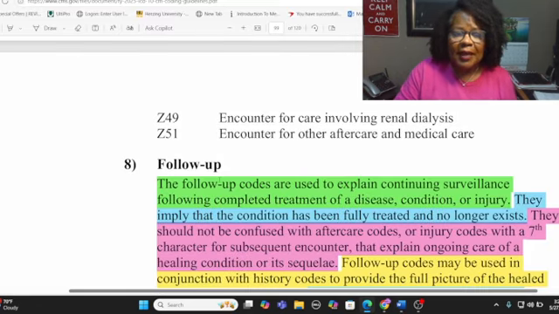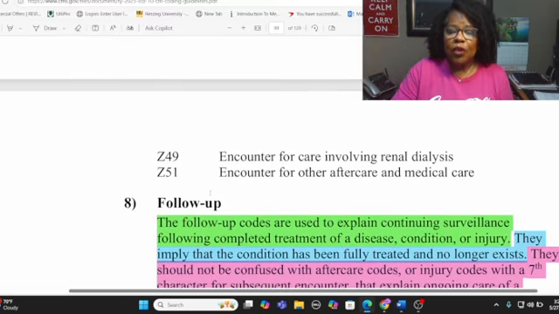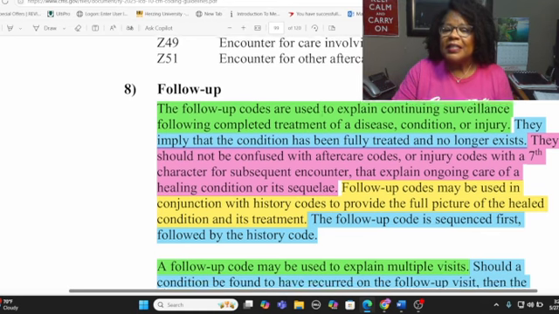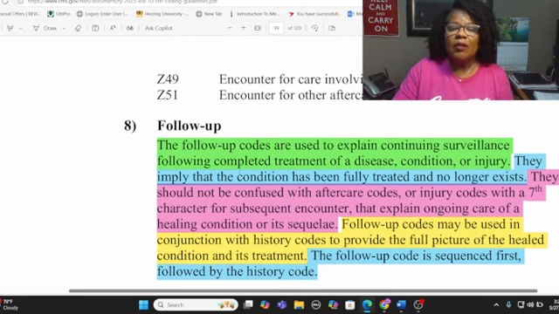F8 for follow-up care says the follow-up codes are used to explain continuing surveillance following completed treatment of a disease, condition, or injury. They imply that the condition has been fully treated and no longer exists. They should not be confused with aftercare codes or injury codes with the seventh character for subsequent encounter that explain ongoing care of a healing condition or its sequela.